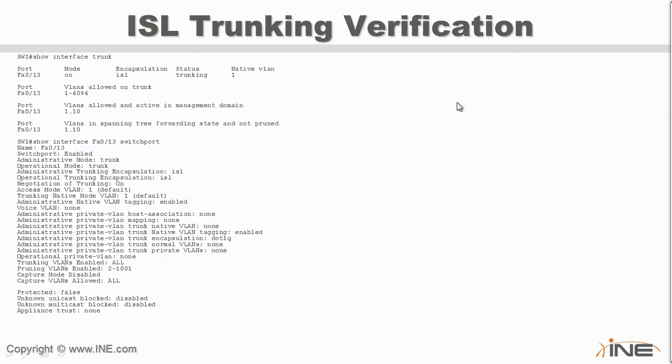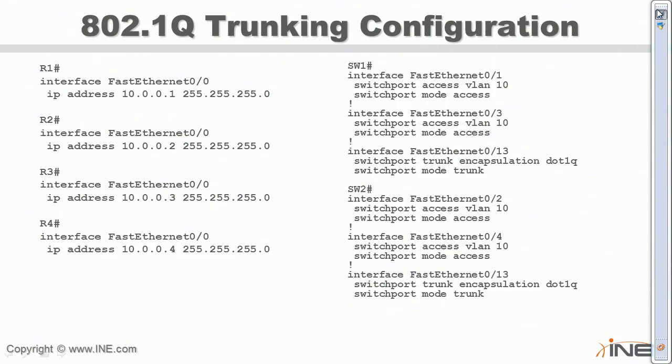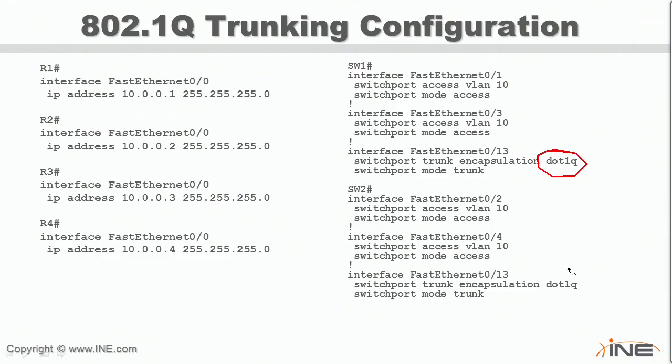Then here we have the show interface trunk and the show interfaces switchport. The bottom one is going to show you all of the details. The top one is kind of a summary of the main stuff that's important. For the .1Q configuration, it's going to be almost identical. You're changing this keyword. But the end result of that is going to be the same. That the hosts are in the same broadcast domain, and they should be able to reach each other.